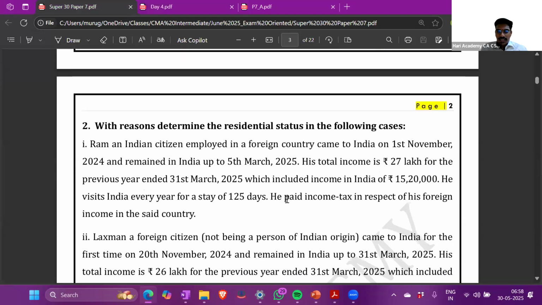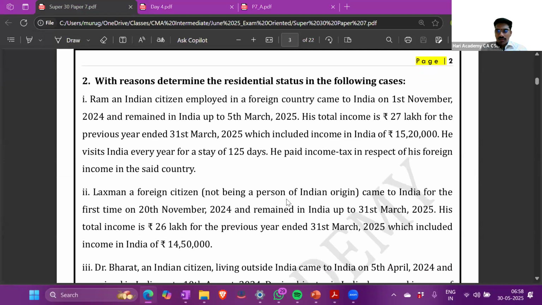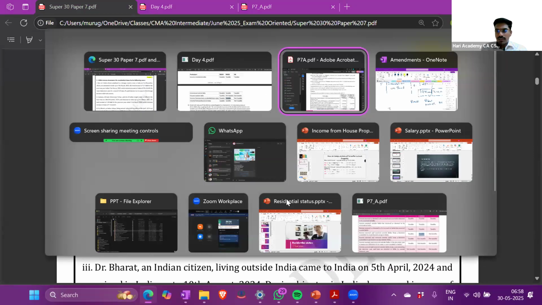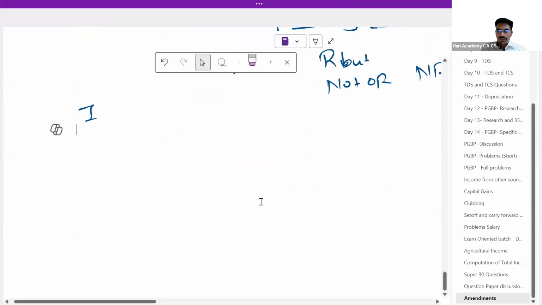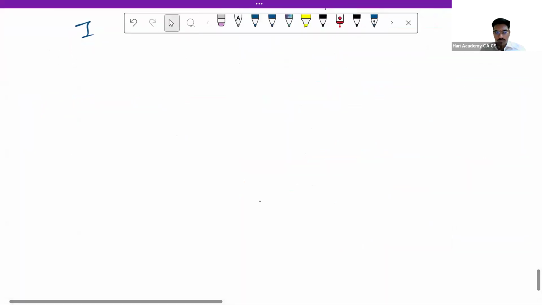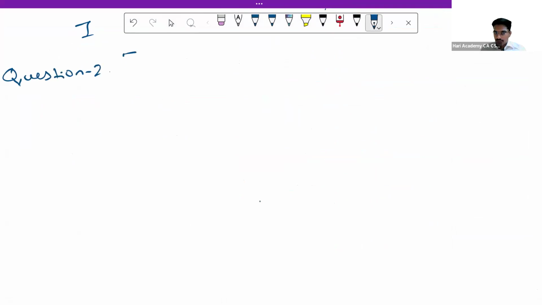Now let us go to the second question. Second question is going to deal with the determination of residential status. Question number 2, determination of residential status.